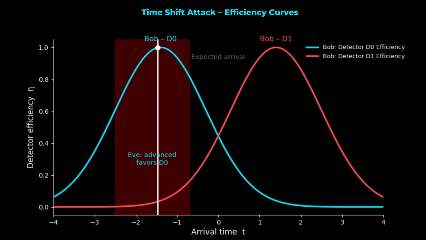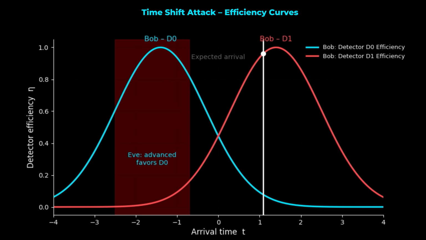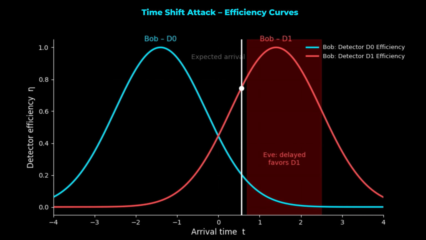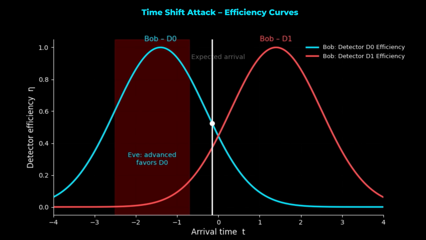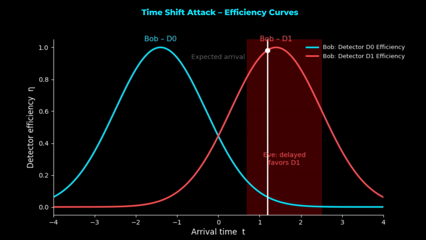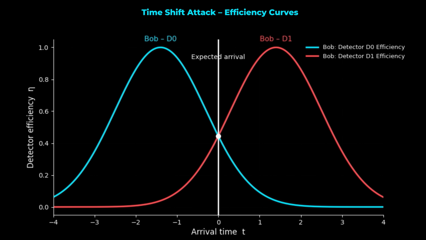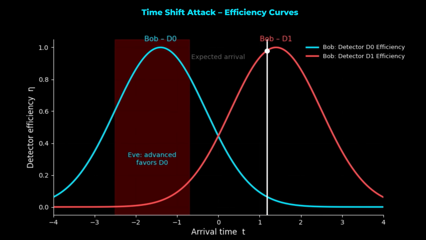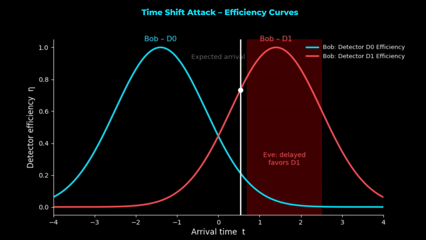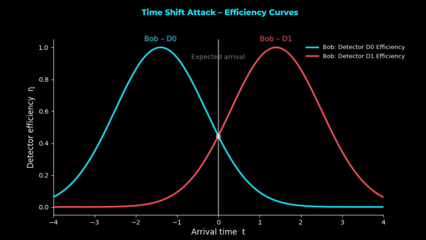Now, where does Eve exploit the system? Look at the blood-red shaded zone on the left side of the graph. This illustrates Eve's manipulation window, a region where she subtly advances the arrival time of each photon before it reaches Bob. By introducing just a few picoseconds of delay, or a few picoseconds of advance, Eve can force the photon to land inside the high-efficiency region of either D0 or D1. Here, in this shaded zone, Bob's D0 detector is operating at near maximum efficiency, while Bob's D1 detector is operating at almost zero. This is the heart of the attack.